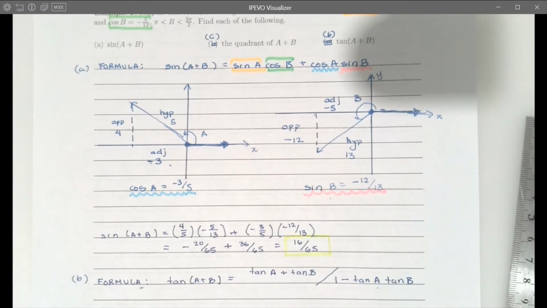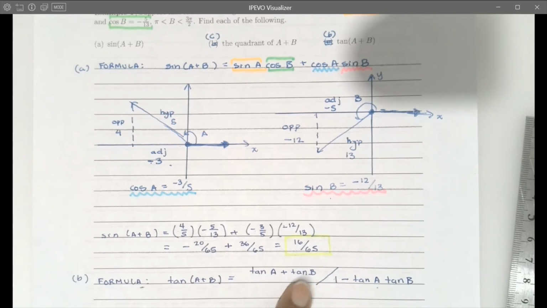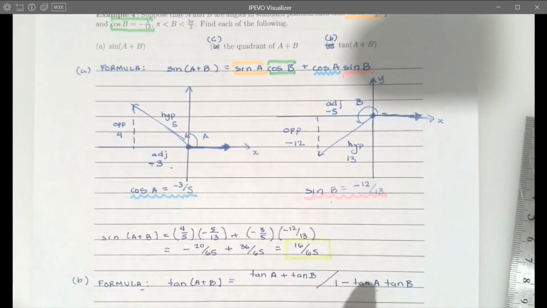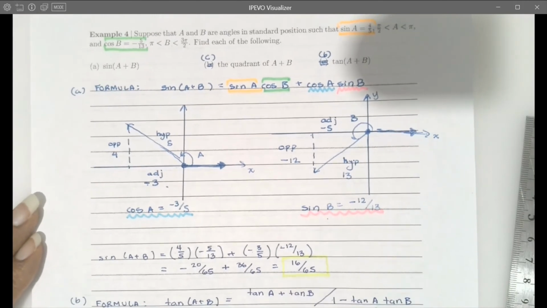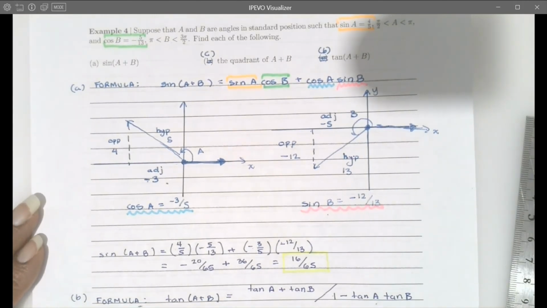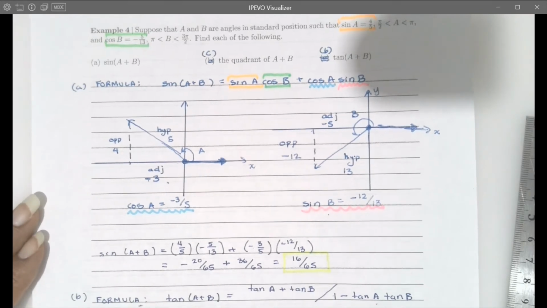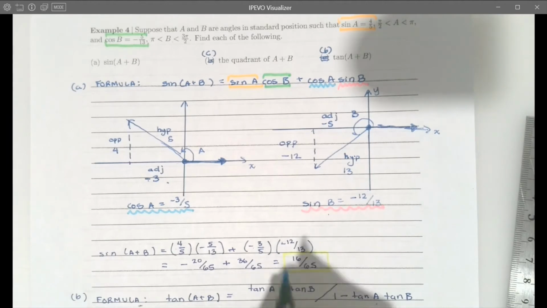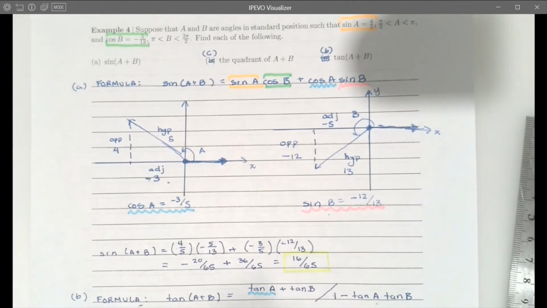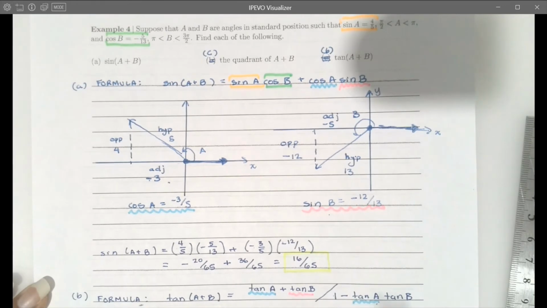Alright, now none of these were given, right? Tan A we don't know, tan B we don't know, but we've already drawn the diagrams, and we can read what tangent of A and tangent of B are going to be from the diagrams. Okay, so let's do that. I'm going to color code this blue. And this red.